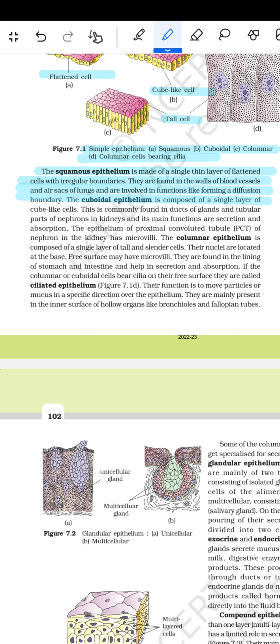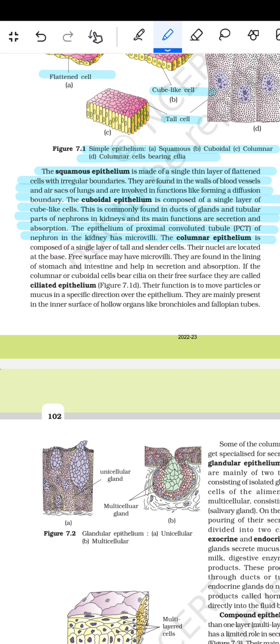The cuboidal epithelium is composed of a single layer of cube-like cells. This is commonly found in the ducts of glands and the tubular parts of the nephron in the kidney, and its main functions are secretion and absorption. The epithelium of the proximal convoluted tubule of the nephron in the kidney has microvilli.